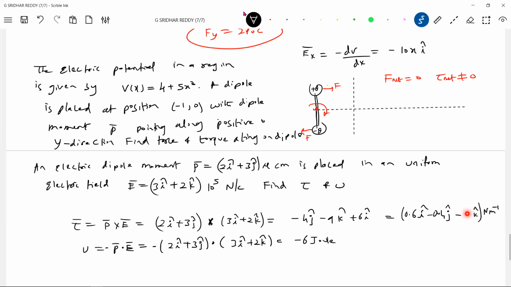I think it's correct now. Not centimeter, it's a dipole moment, no? Coulomb meter. Yes, sir. So here also I think 0.6 will come. When you put that 10 to power of this one, it will be 0.6 joule.